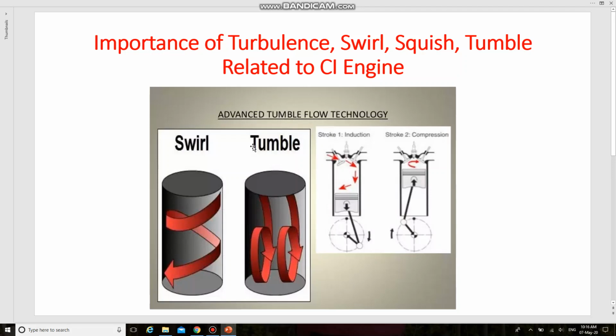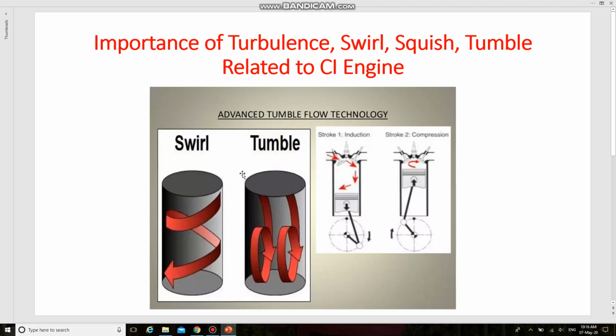The swirl ratio is used to indicate the extent of rotational motion within the combustion chamber. It is the ratio of average angular speed to the engine RPM. So there are different types of swirls. So first one is induction swirl. In this, the airflow is directed in a particular path while entering the cylinder.